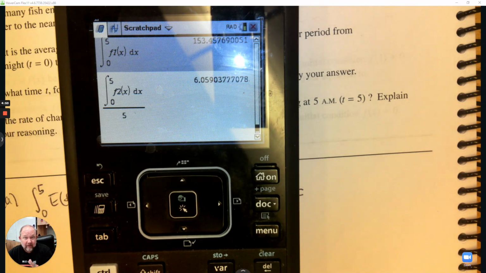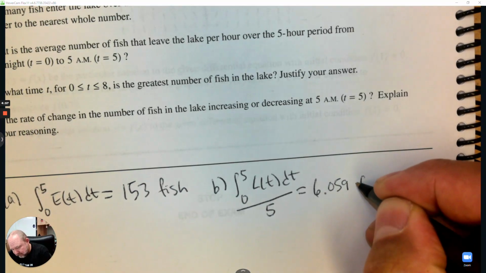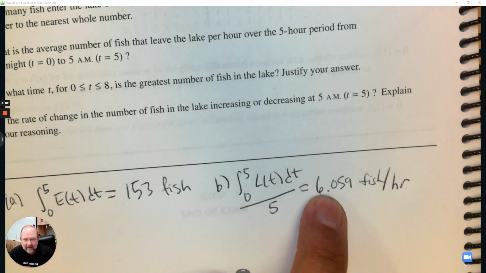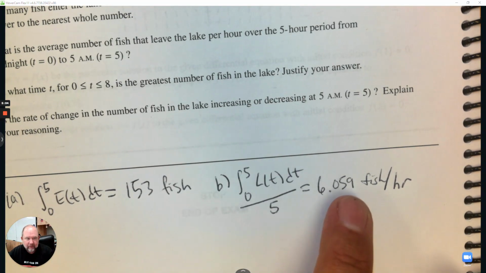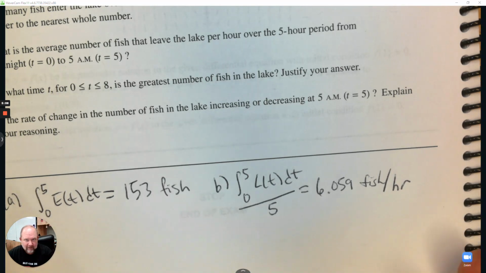We need to do this to 3 decimal places. So 6.059 fish per hour. So on average, how many fish are leaving every hour over the first 5 hours? About 6 fish per hour. We can do this, right?